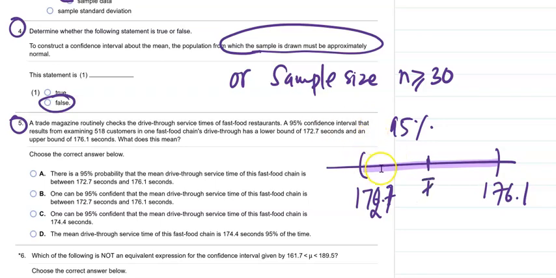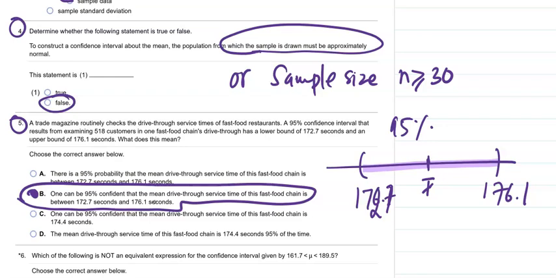So what do you mean by this? That means one can be 95% confident that the mean drive-through service time of the fast food chain is between 172.7 seconds and 176.1 seconds. That's the right answer. The first one is not the right answer because it says 95% probability. This is not the probability, this is the 95% confidence. If you read C and D, they don't make sense either. So this is the correct interpretation of the confidence interval for the population mean.